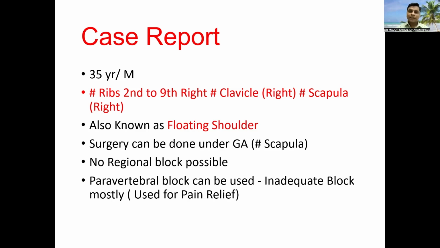If we put the patient under general anesthesia, then the fractured scapula can be addressed. No regional block is possible at the site of the scapula fracture. The paravertebral block can definitely be used, but the problem with this block is that it is mostly used for post-operative pain relief and not for anesthesia per se. Mostly it's an inadequate block, used for pain relief in most cases.